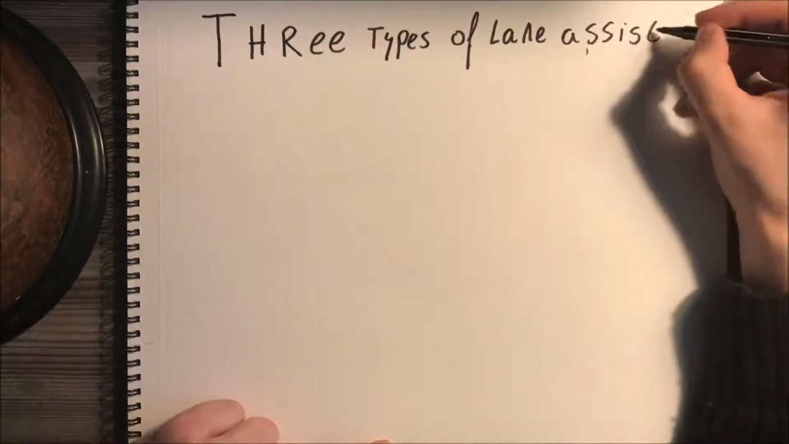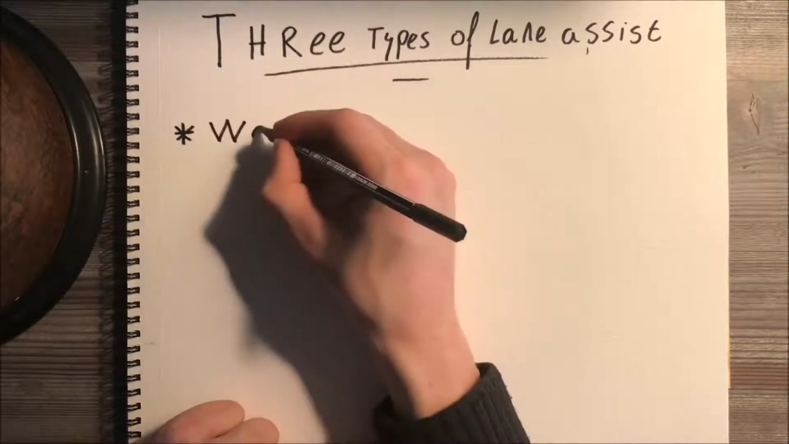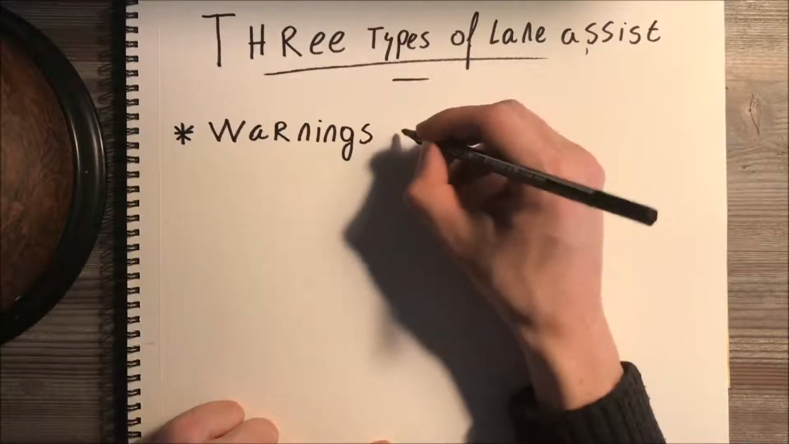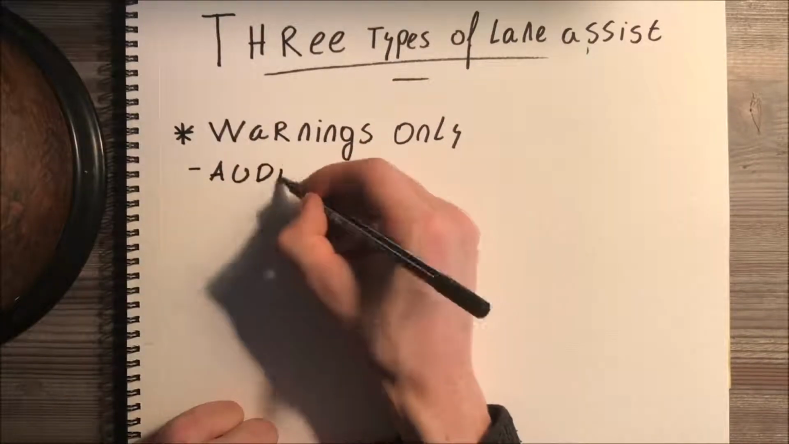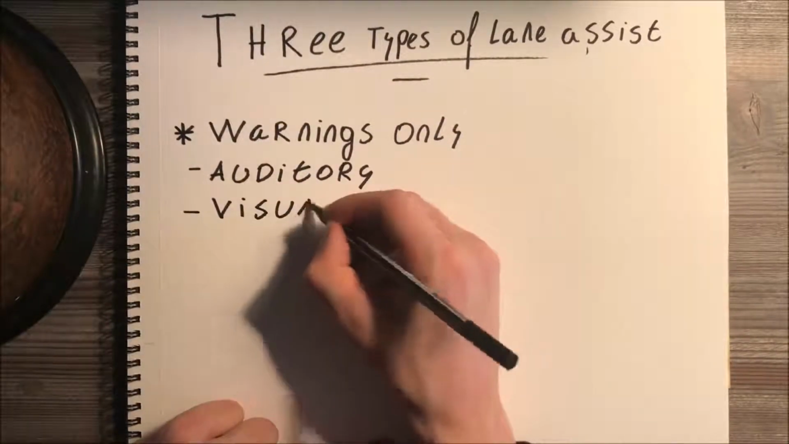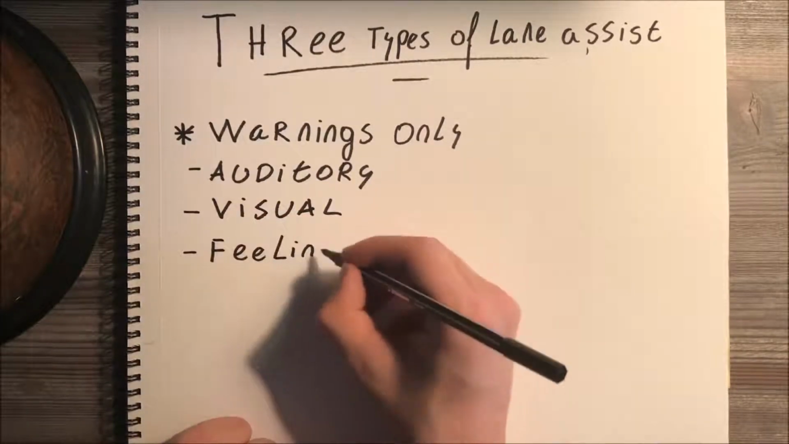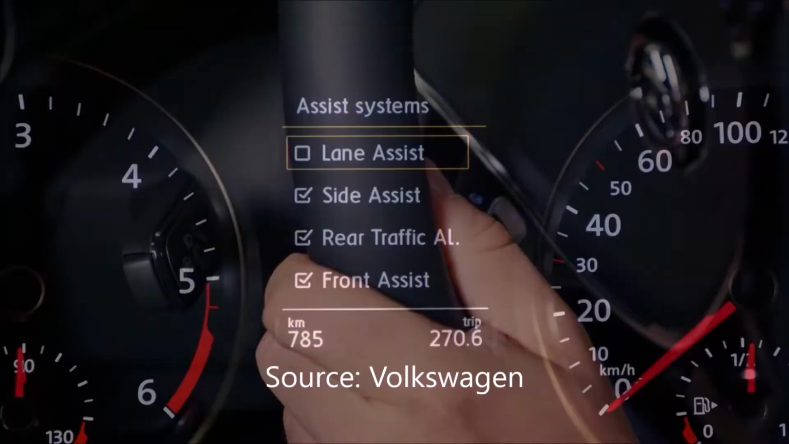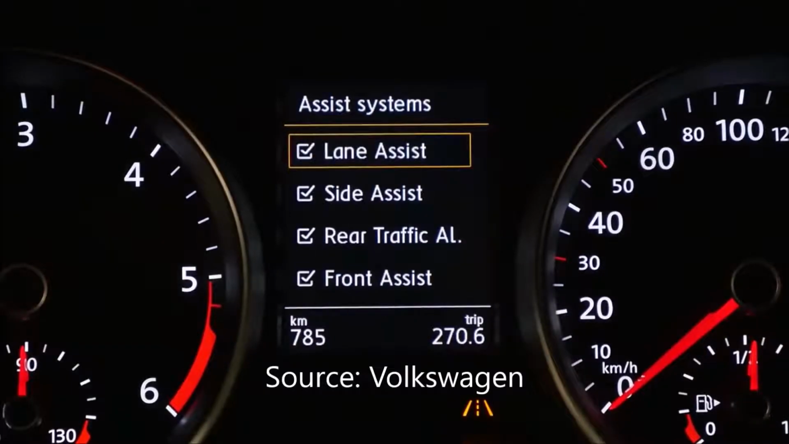Firstly, there's lane assist via warnings only. These warnings include visual shock, like a warning sign appearing on the dashboard, auditory shock, like a loud beep, and feeling-based shock, like the steering wheel vibrating, for example. Secondly, there is lane assist via warnings and possible automated response.